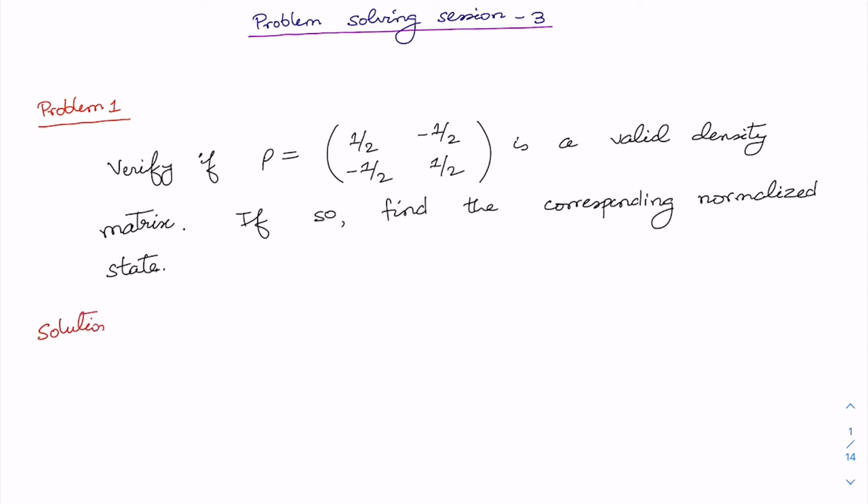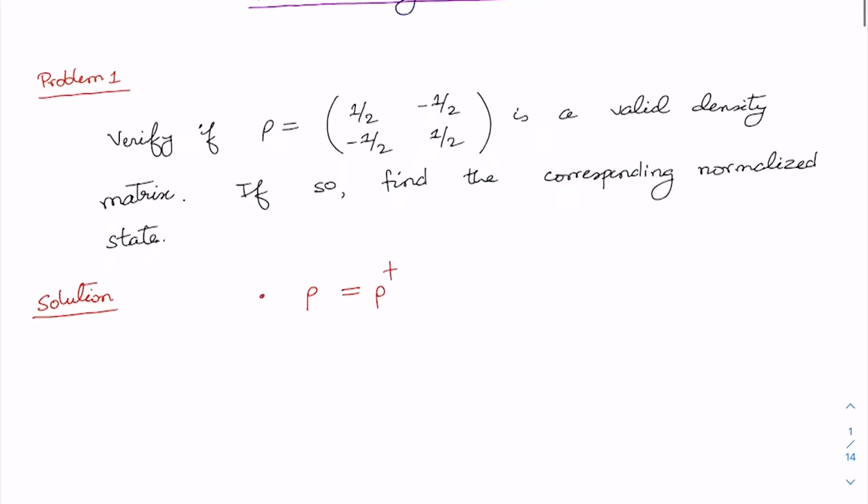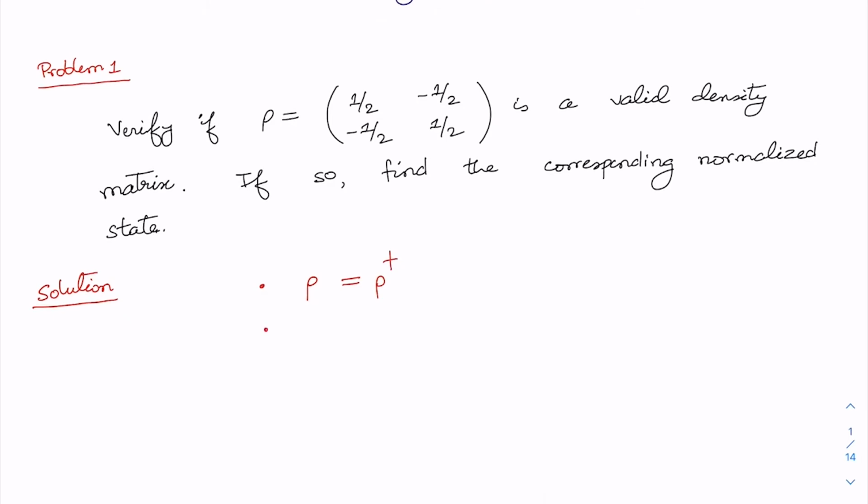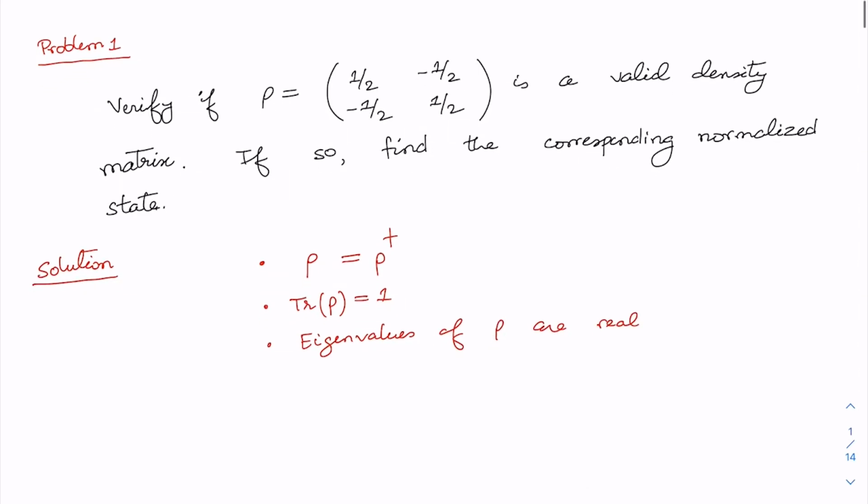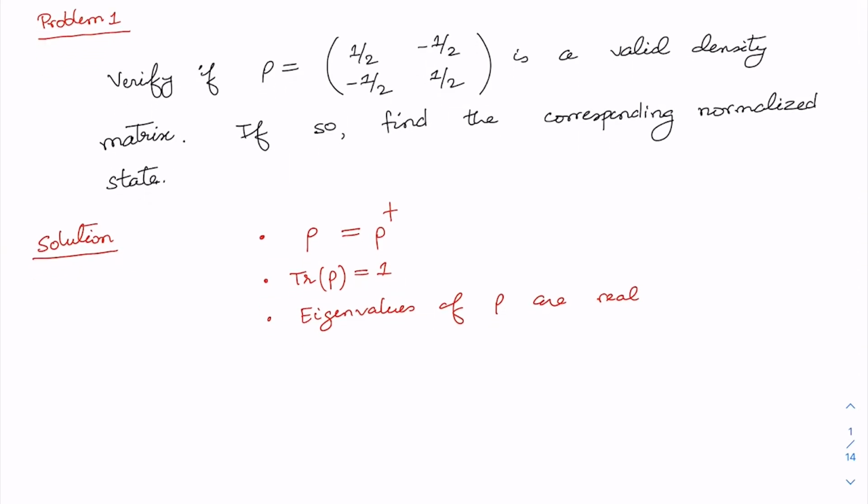We know that the matrix rho would be a valid density matrix provided it satisfies certain conditions. For example, the matrix rho has to be Hermitian. Another condition is the trace of rho has to be equal to 1 and eigenvalues of rho have to be real. Let us check one by one whether these three conditions are satisfied by the given matrix.